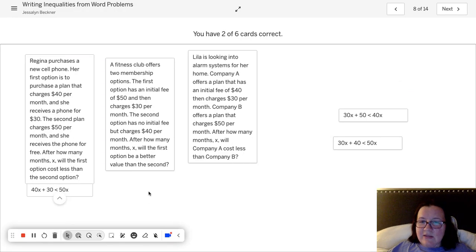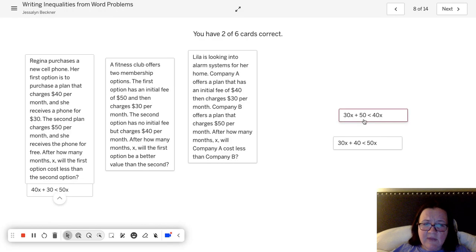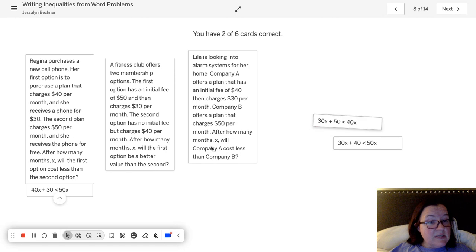All right, a fitness club offers 2 membership options. The first option has an initial fee, that means there's a flat fee of $50, and then charges $30 per month. The second option has no initial fee, but charges $40 per month. After how many months will the first option be a better value than the second? This one's pretty self-explanatory because only one of them has a flat fee of $50, and it's this one.